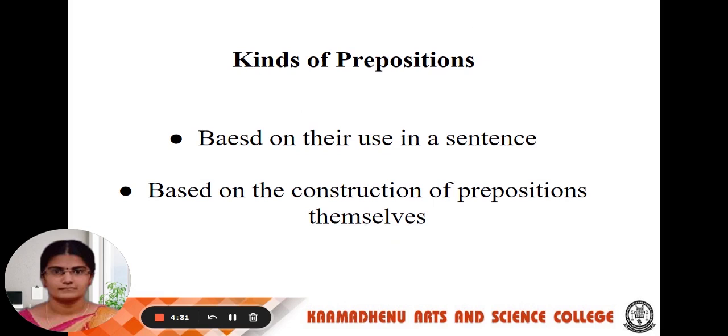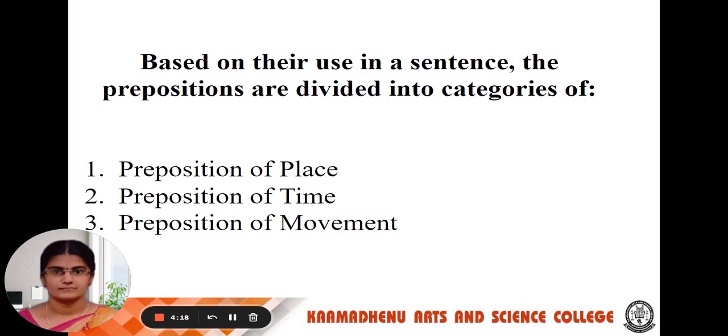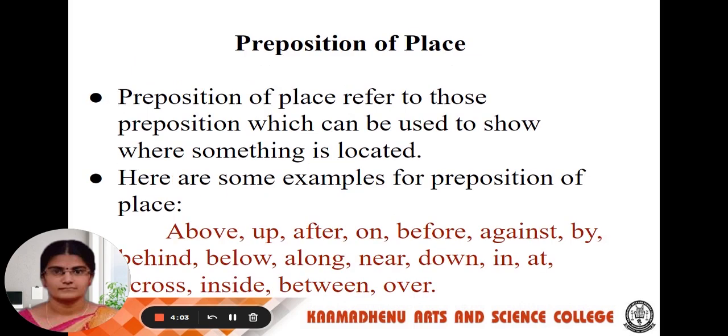Based on their use in a sentence and based on the construction of the prepositions themselves, the kinds are divided. Okay, how we use and how we construct, according to that, the kinds of prepositions are separated. Based on their use in a sentence, prepositions are divided into three categories. First one is preposition of place, second is preposition of time, third is preposition of movement. First one, preposition of place.